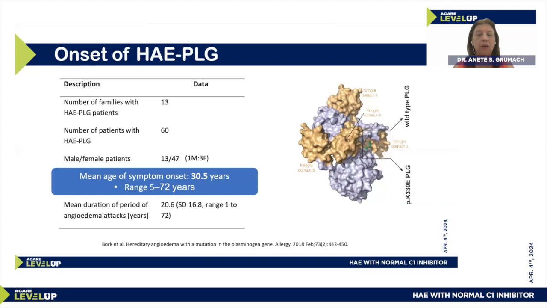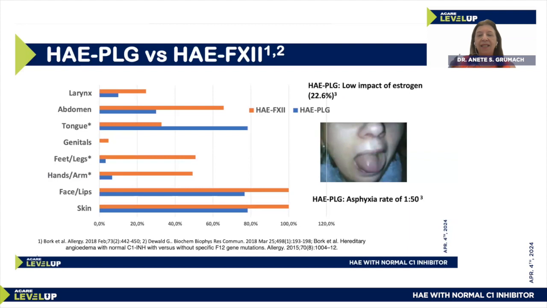It was not so intense like factor 12, but we can also see that the mean age of onset is 30.5 years. And there is even a description of older patients presenting angioedema after 60, 70, even in other reports. But it's interesting to compare the HAE factor 12 with HAE plasminogen patients. So the symptoms are a little bit different.